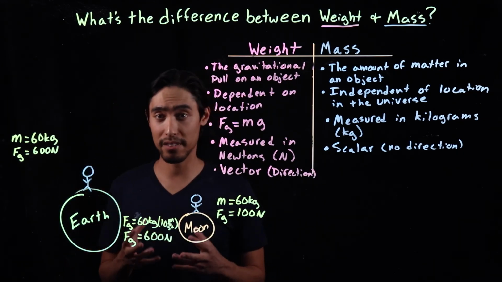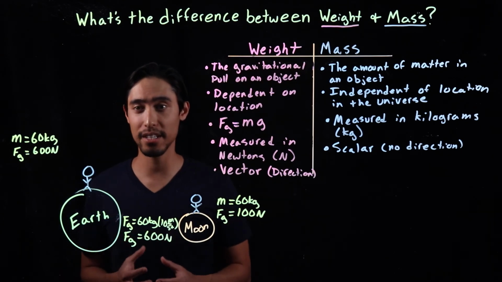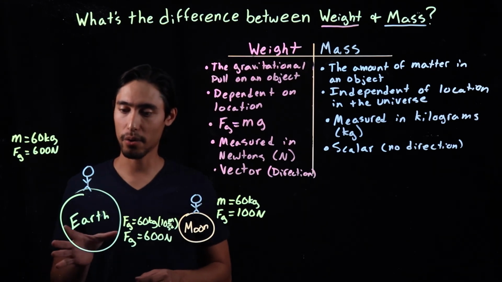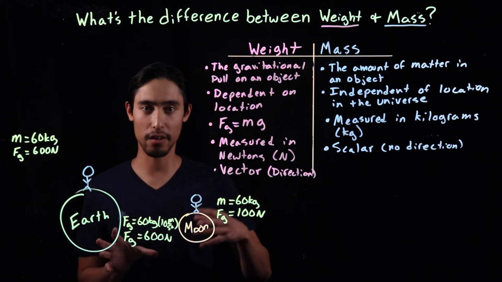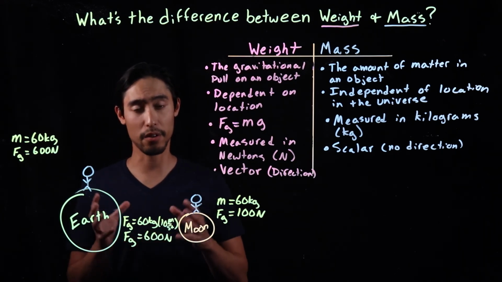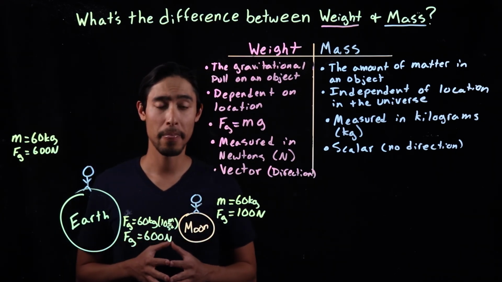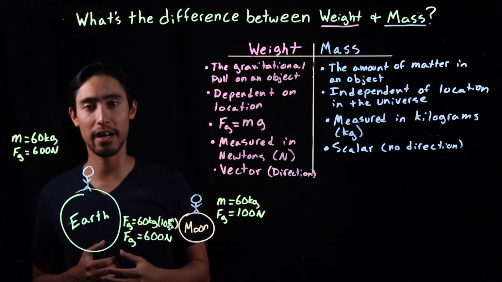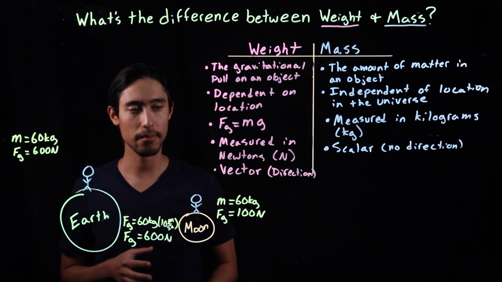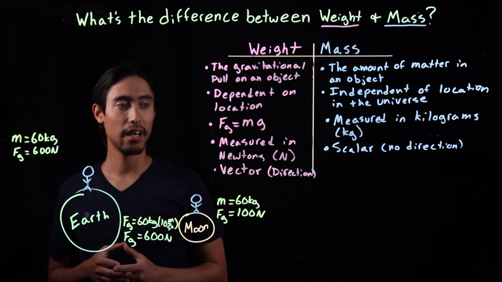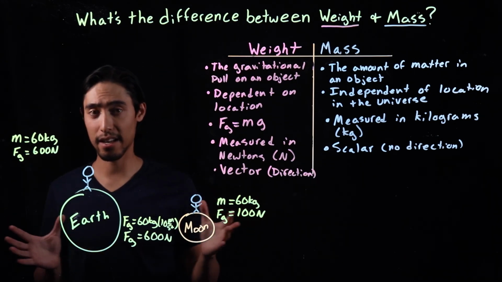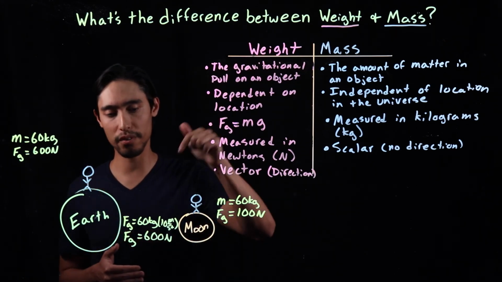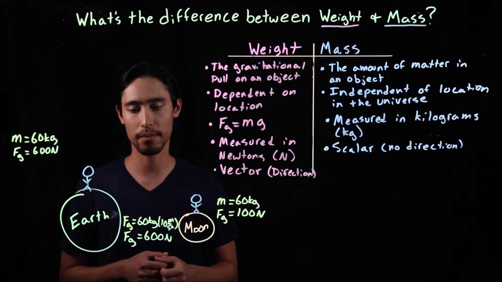And weight is, remember, the gravitational pull on an object. It's the force of gravity. It's the effect of gravity on your body. And it is dependent on location. So if you were to move from Earth to any other planet or the moon, the force of gravity on your body would change as well. And we can calculate your weight by taking your mass and multiplying it by the acceleration due to gravity. Since weight is a force, it is measured in newtons, and force is also a vector, which means it always has direction, and weight is always going to pull straight down towards the center of the Earth.